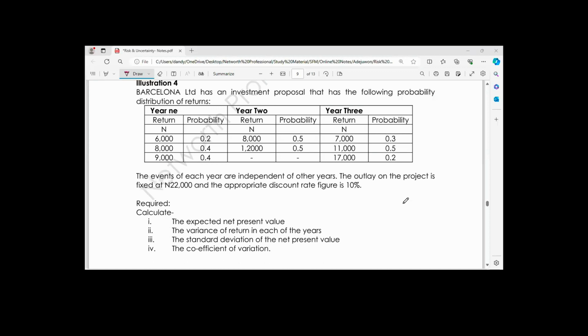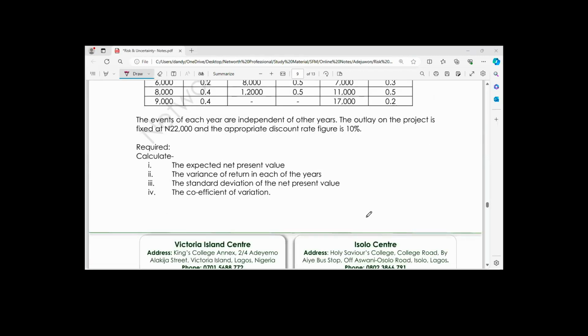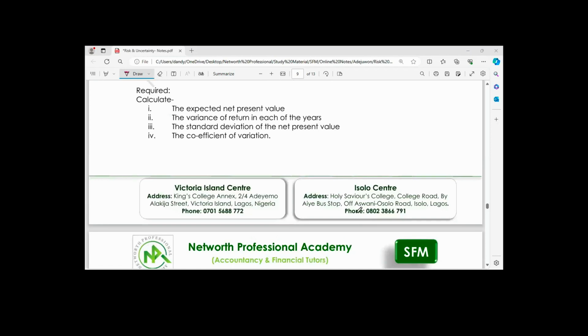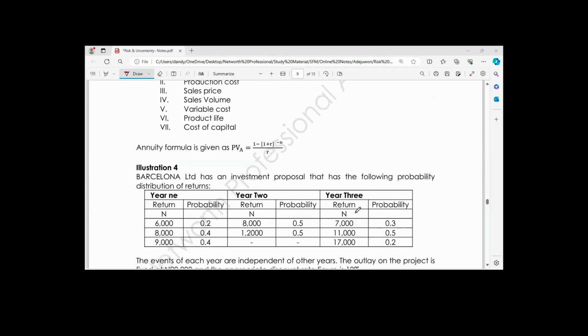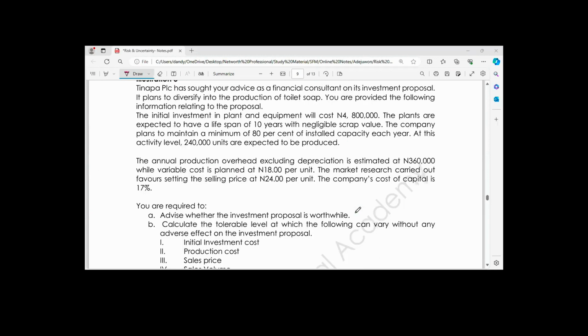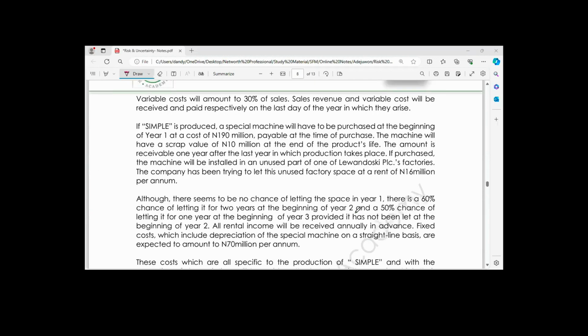Yes, in our last class, we stopped at standard deviation and coefficient of variation. Today, we are going to be looking at sensitivity analysis. Therefore, what do you understand by sensitivity analysis?